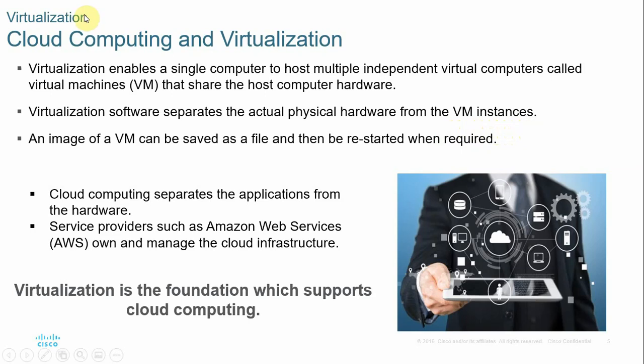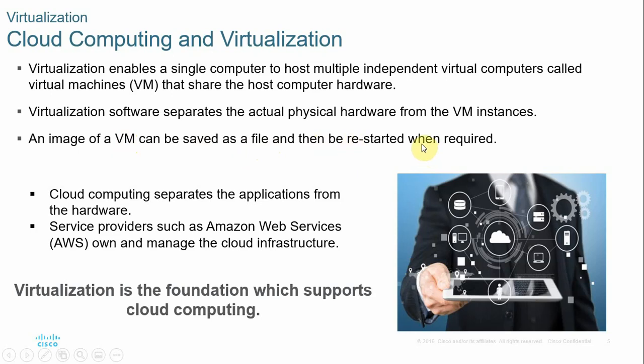It enables a single computer to host multiple independent virtual computers called virtual machines that share the host computer hardware. If you have the physical machine, whatever hardware components like hard drive, memory and other things, will be shared by the other virtual machines. Virtualization software separates the actual physical hardware from the VM instances. An image of a VM can be saved as a file and can be restarted when it is required.